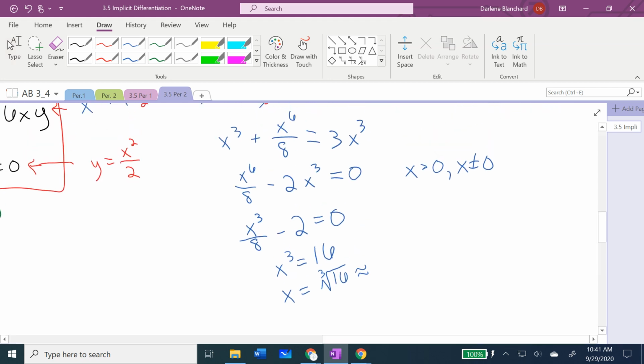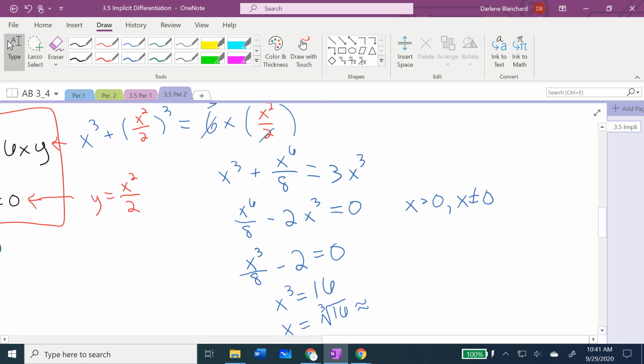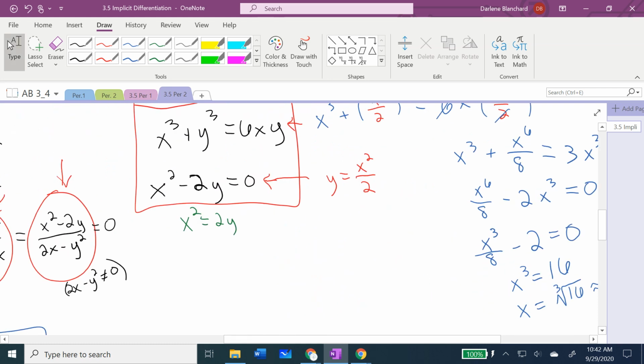And once I know x to find y, go back to one of the simplest equations that you have available. This is going to be probably the nicest one.